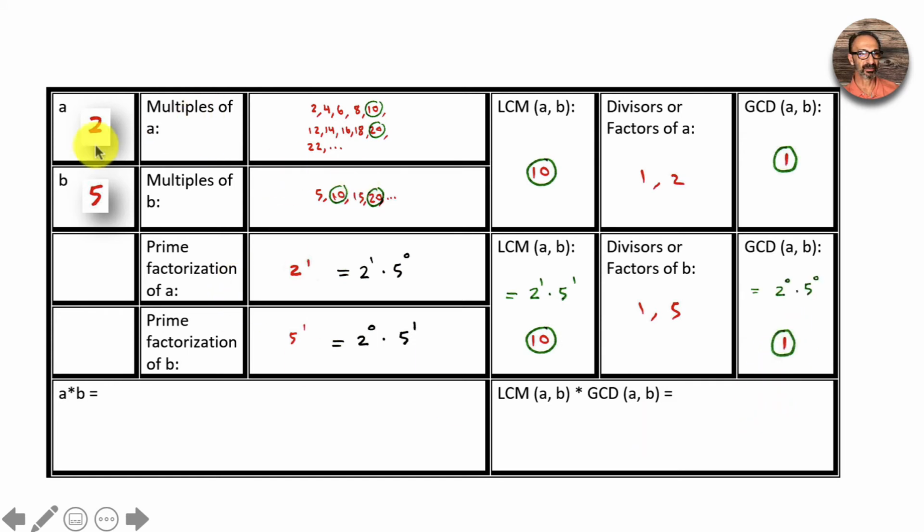Okay, now let's double check. 2 times 5, 10. LCM times GCD, 10 times 1, 10. Works.